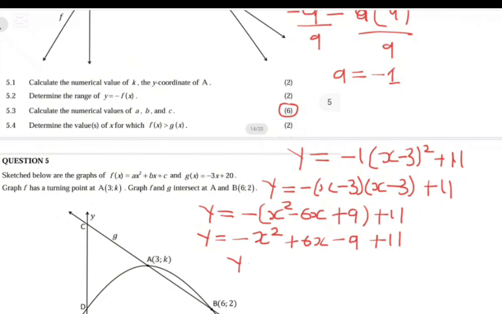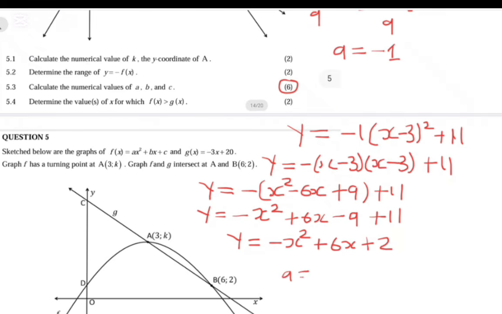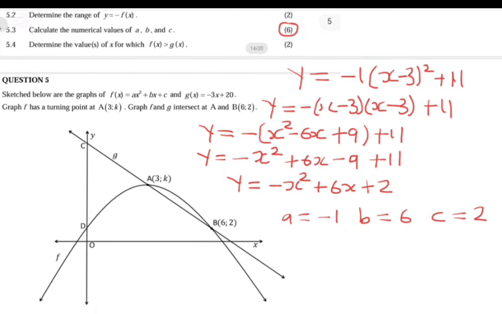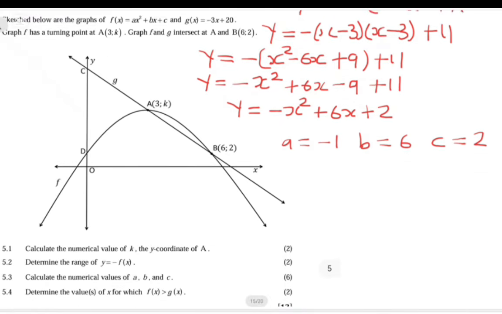And then y is going to be equal to negative x squared plus 6x, negative 9 plus 11. Let me just check this in the calculator. It is going to give me positive 2. So a is going to be equal to negative 1, b is going to be equal to 6, and c is going to be equal to 2. So we're done with this 6 marks question. Now we can move to the last question.